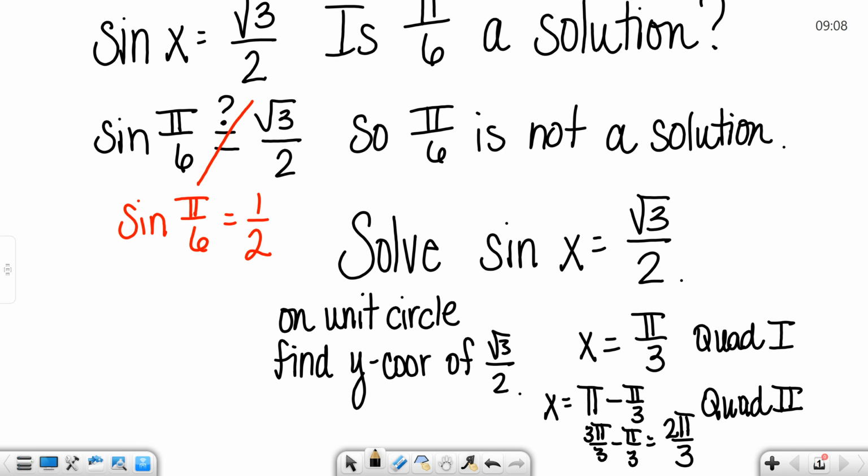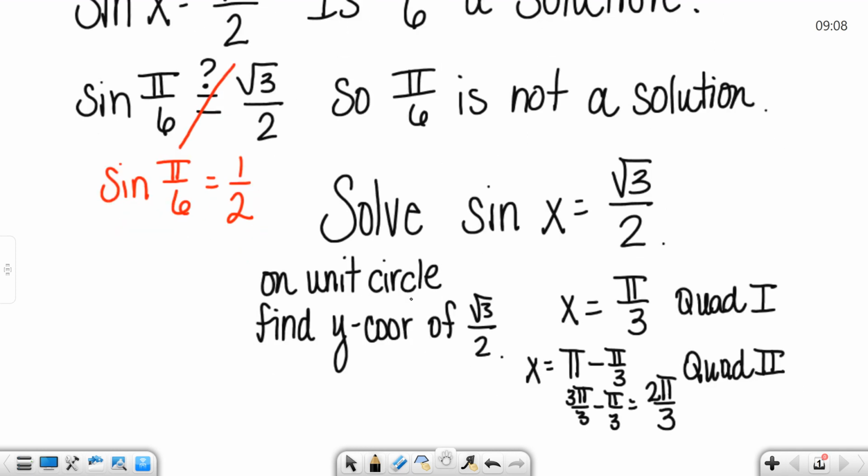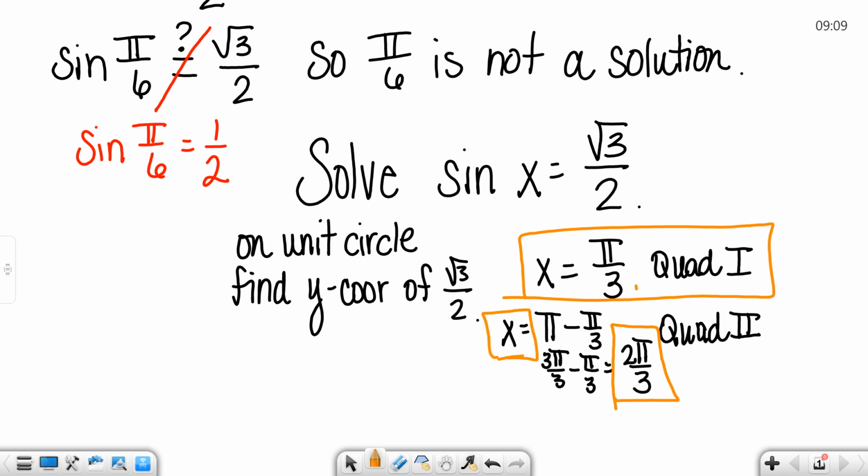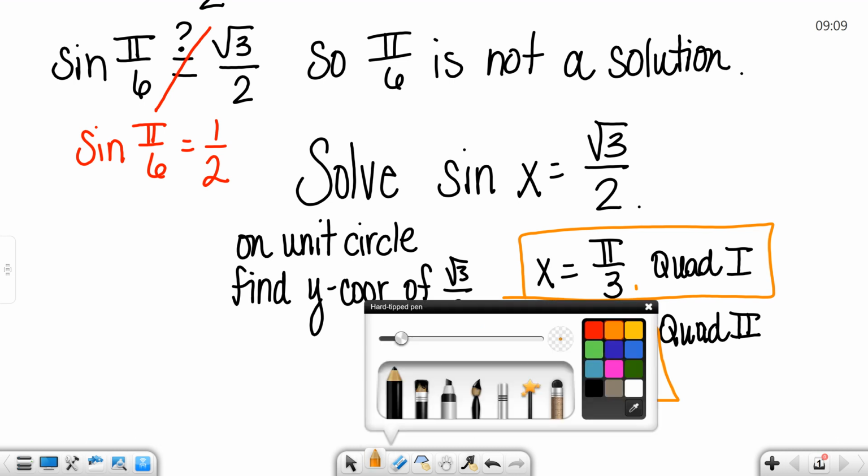So we actually get two places on the unit circle where the sine is the square root of 3 over 2. We found two different places. We found x is pi over 3 in quadrant 1, and we found x was 2 pi over 3 in quadrant 2. Now let's say I went around the circle again.